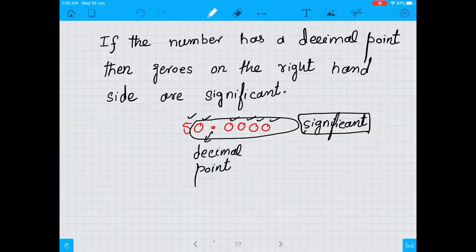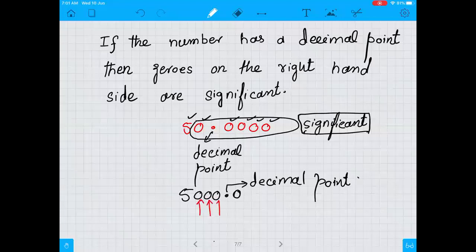So when you put a decimal point, all the zeros on the right hand side of a number will become significant. Let's suppose you have a number 5,000.0. Now because of this decimal point, you see here you have a decimal point. So whenever you see a decimal point, the zeros on the right side of the number, they will become significant. So the zeros that you wrote on the right hand side of the number, they are significant here.